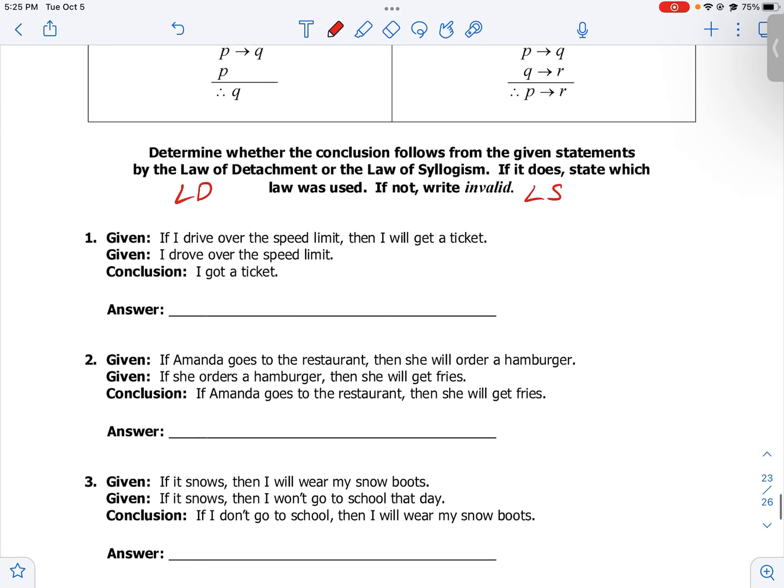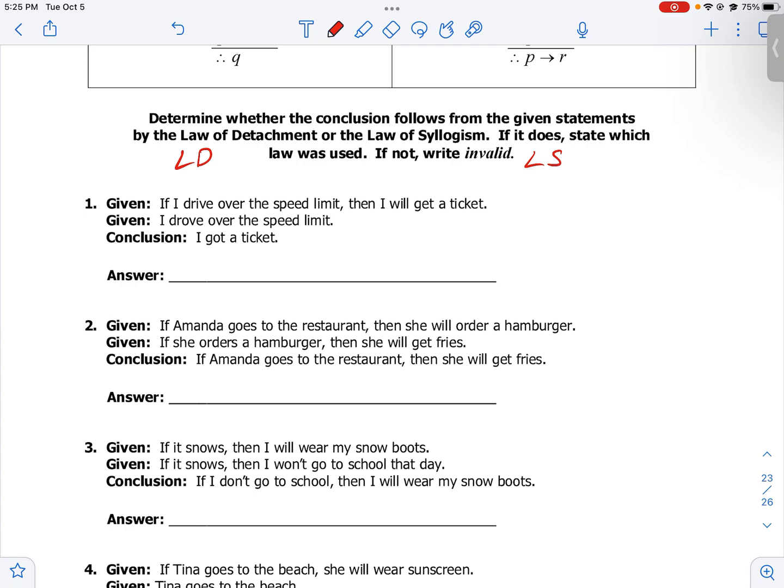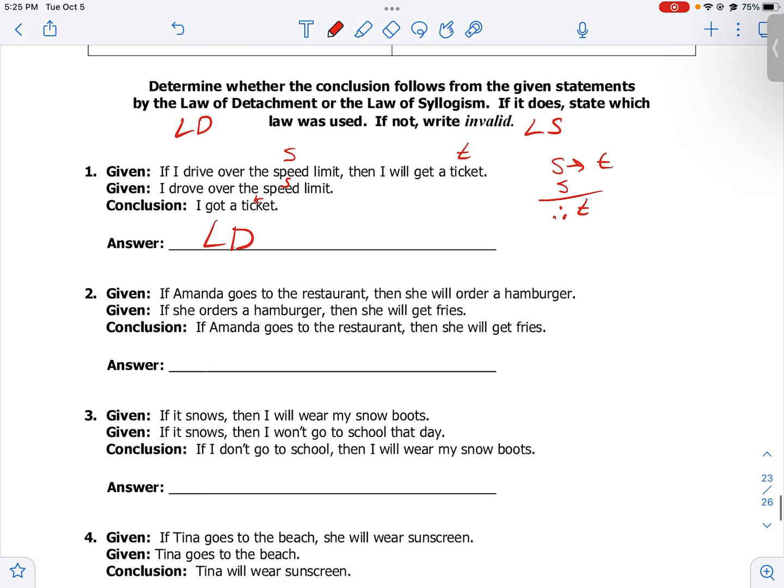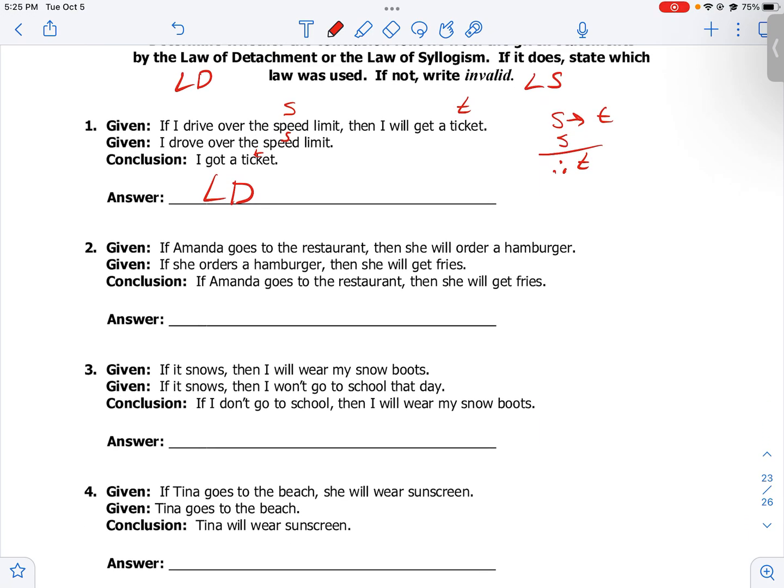All right, if you didn't do it in symbols, I highly suggest symbols. It's way easier to follow than sentences. So if I drive over the speed limit, if I speed, then I get a ticket. I drove over the speed limit. I S'd. And it's saying I got a ticket. So if S, then T. S. Therefore T. Is that true? Yes. And which one does it look like? LD. It's true.